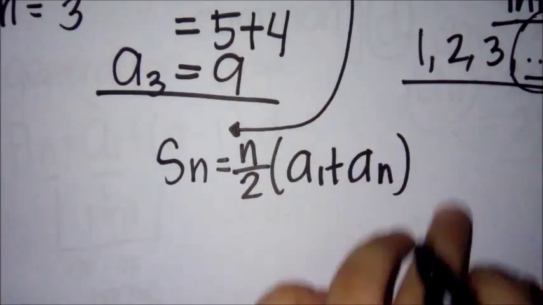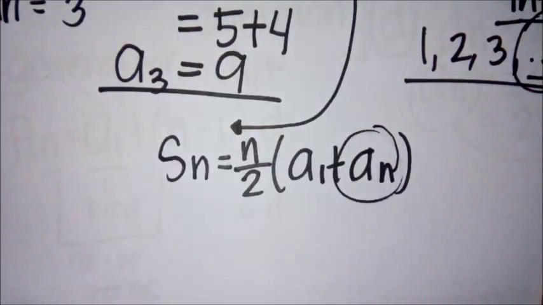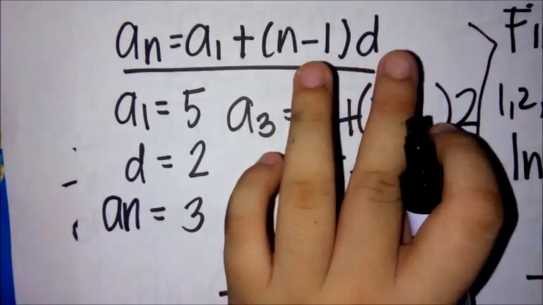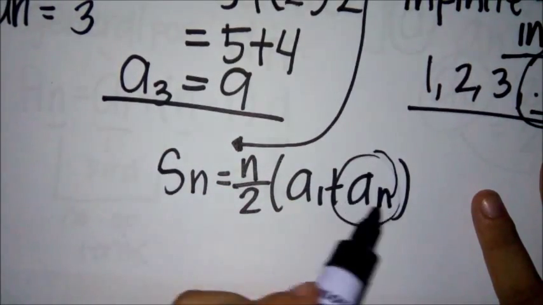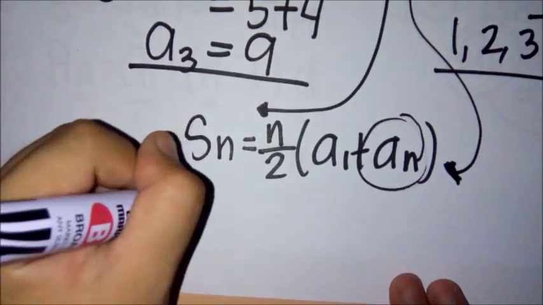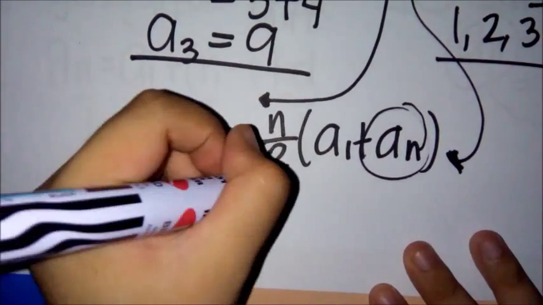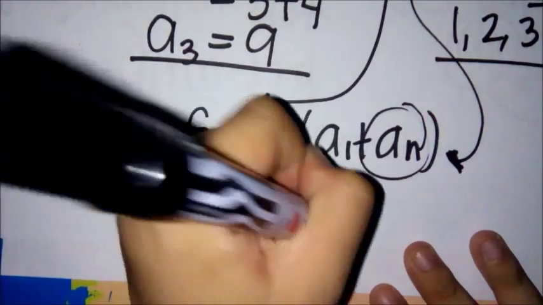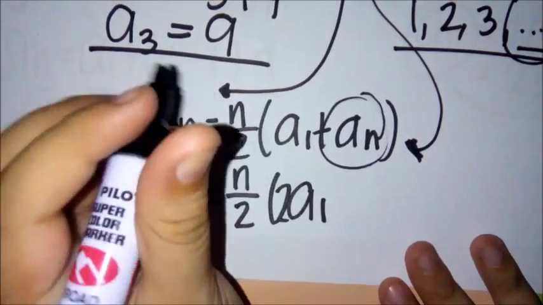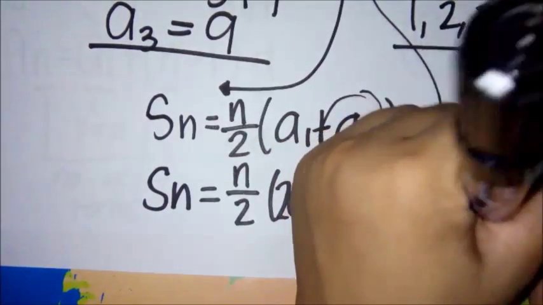In infinite, this is the problem. We don't have this a sub n, so remember the general term earlier, which is a sub 1 plus n minus 1 times d. We will just substitute it to find the sum. So S sub n is n over 2 times 2a sub 1 plus n minus 1 times d.